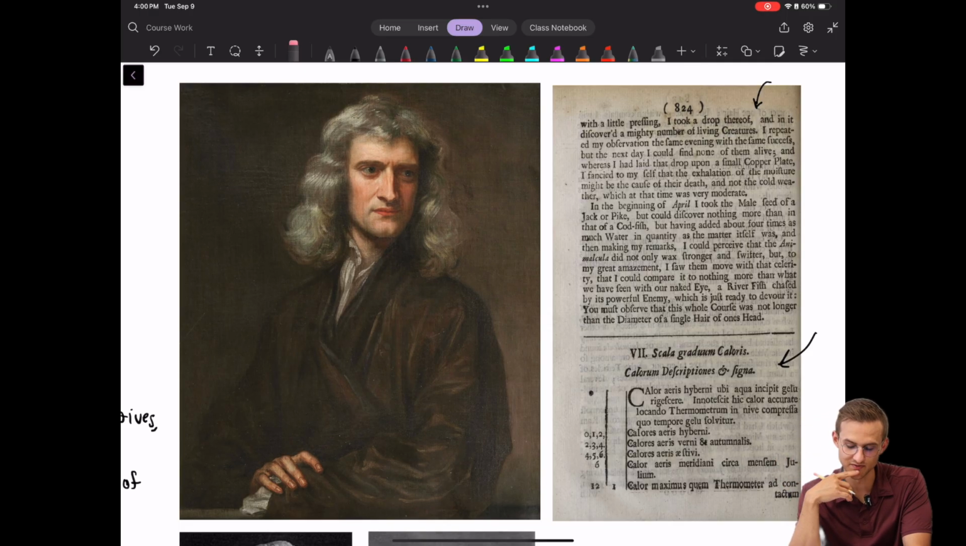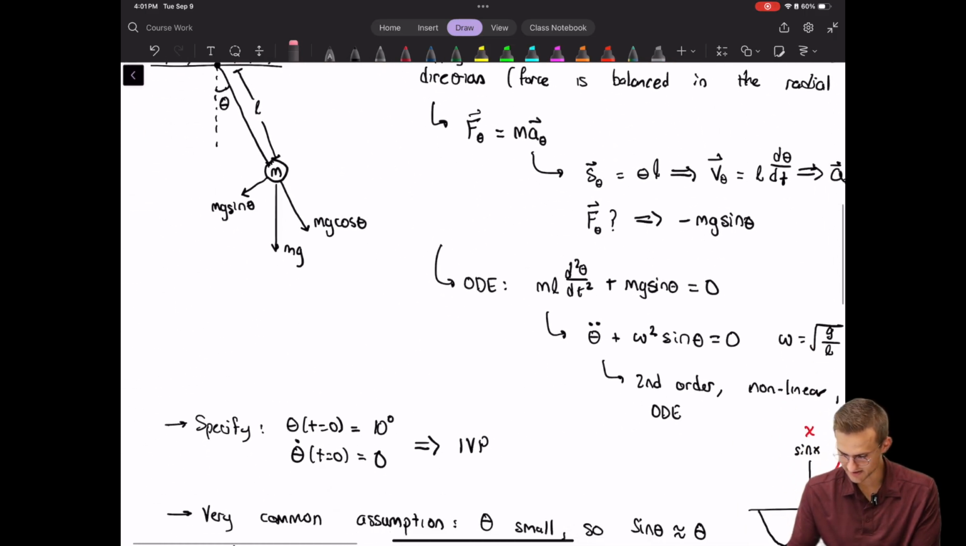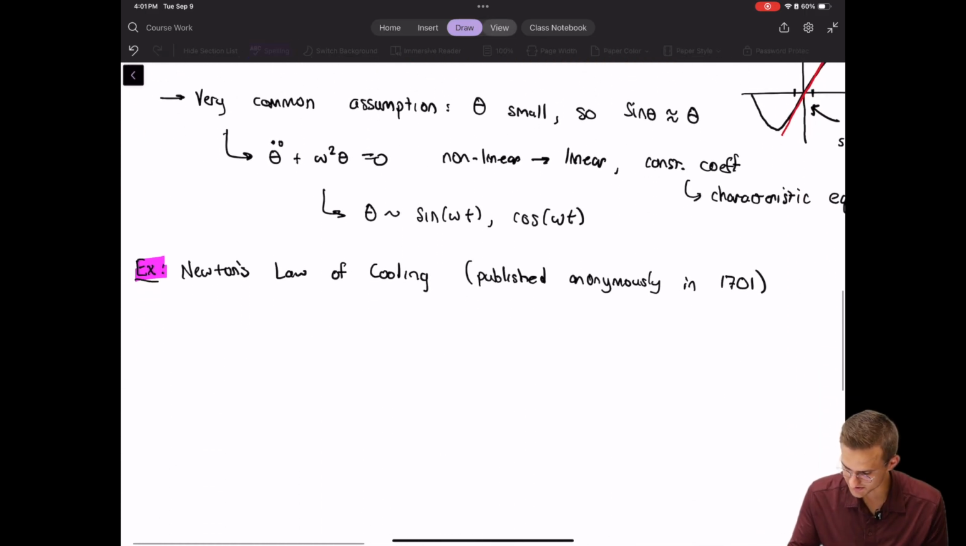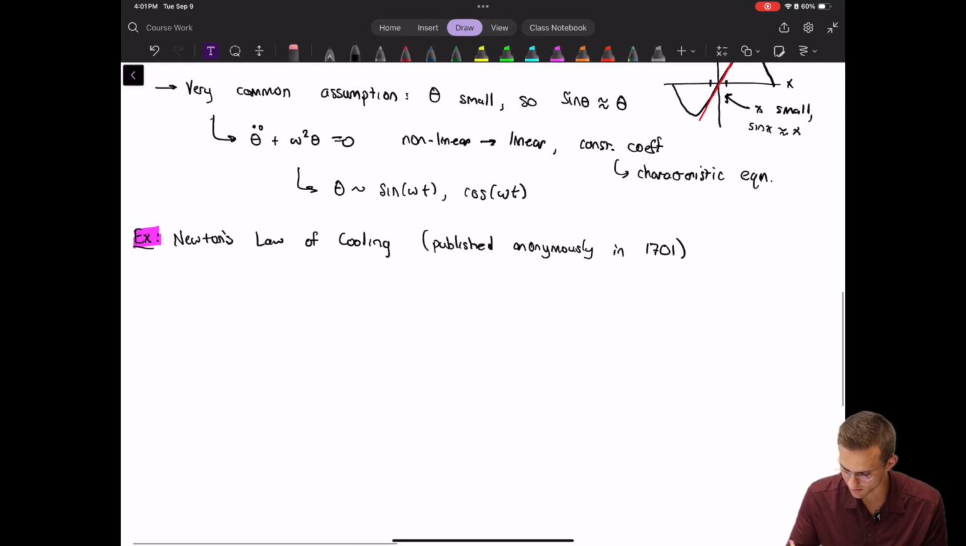I mean, the drawings are beautiful. His observations are beautiful. He writes about the satin armor of the flea with such great enthusiasm. It really shows that spirit of science, and it's really fun to look at those types of old publications. I encourage you guys to take a look.